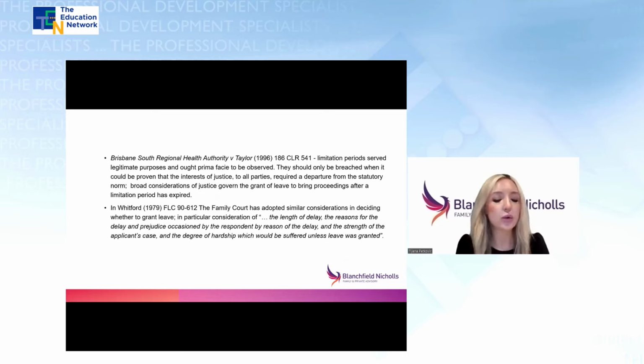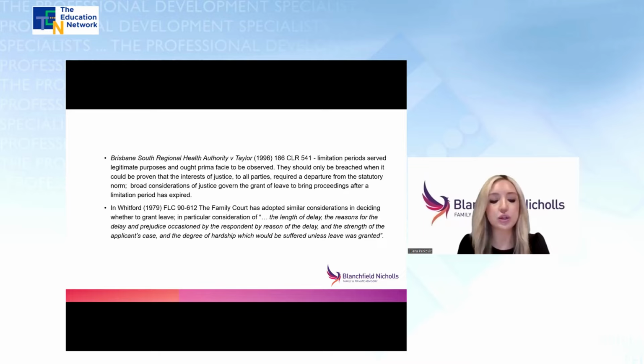In a leading High Court authority on limitation periods, being Brisbane South Regional Health Authority and Taylor, their honours Dawson, McHugh and Kirby were all of the view that limitation periods served legitimate purposes and ought prima facie be observed. They should only be breached when it could be proven that the interests of justice to all the parties require a departure from the statutory norm.